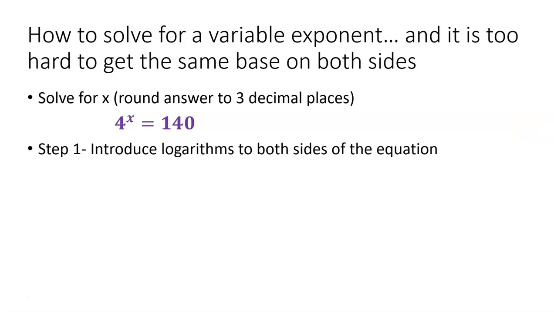Our first step is to introduce logarithms to both sides of the equation, specifically log with base 10, because that's what's loaded into your calculators. So it used to be 4 to the x power equals 140, so we'll take log, again, of base 10, 4 to the x power equals log, base 10 of 140. This will work out just fine because if two values are equal, their log base 10s must be equal.